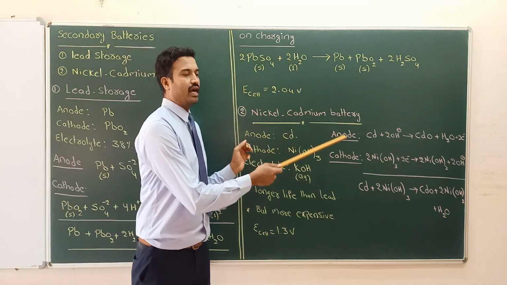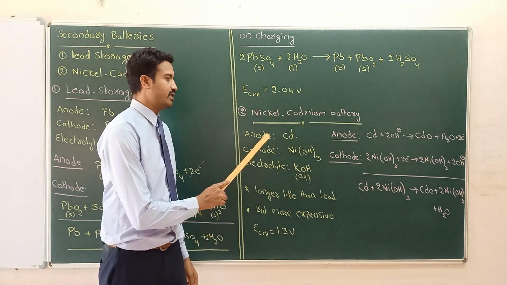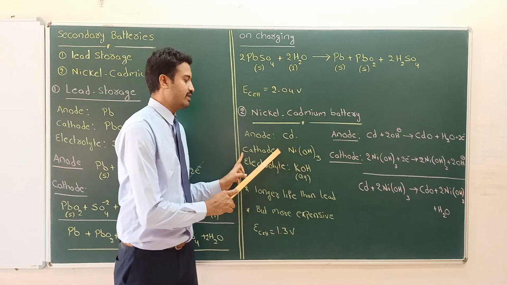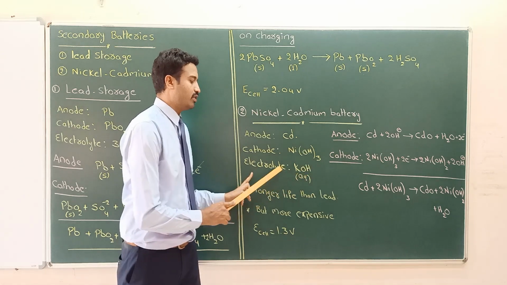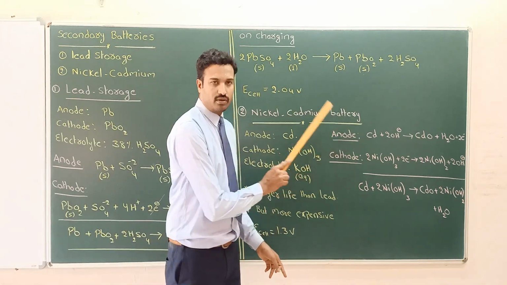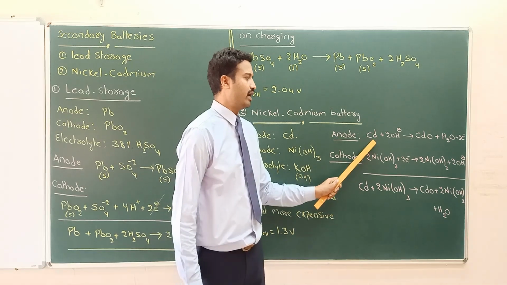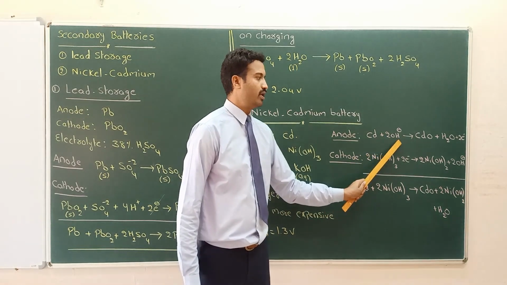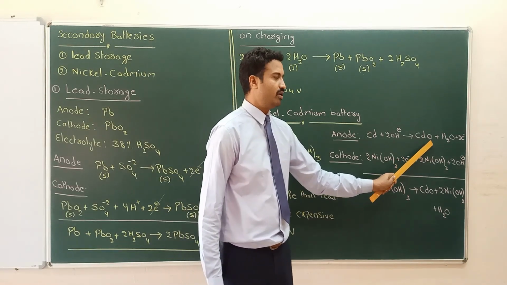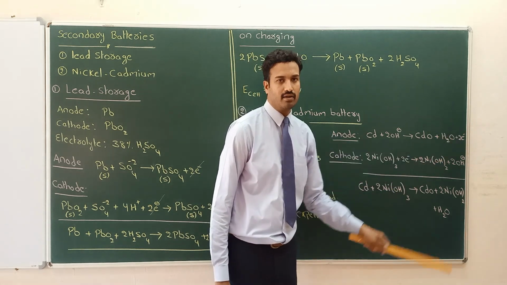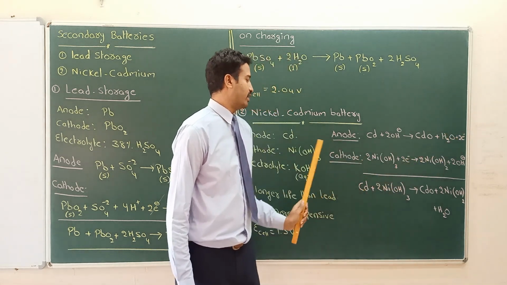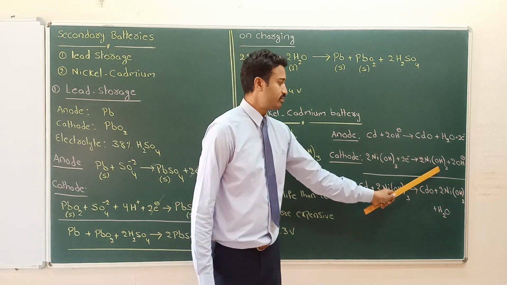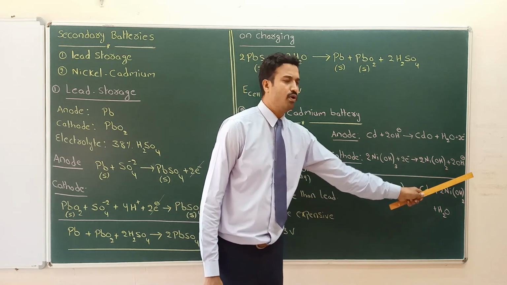Next one, the nickel cadmium battery. The anode is cadmium, the cathode is the hydroxide form of nickel. The electrolyte is aqueous KOH. Now at the anode, oxidation, releasing electrons: cadmium plus 2OH- ions from aqueous KOH gives cadmium oxide plus H2O plus 2 electrons. These 2 electrons are gained here. At the cathode, the hydroxy form of nickel plus 2 electrons gives nickel hydroxide plus 2OH-.